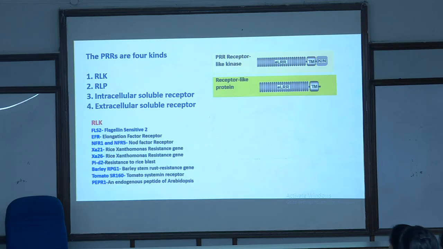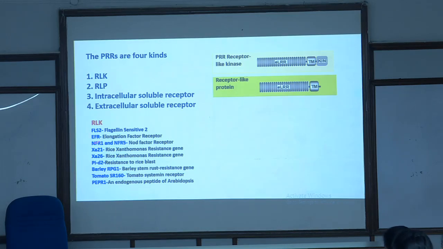And are there any known RLKs in the literature or in plants? Yes, we have a number of RLKs which are already well documented, and we know their function as well, right? This is the list. We have FLS2, that is flagellin sensitive 2, a classical PRR, and it interacts with a pathogen molecule called flagellin. It's not the entire flagellin that interacts with FLS2, it is only a 22 amino acid stretch of flagellin. That is called flg22, right?